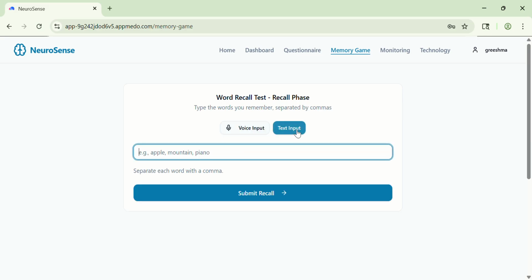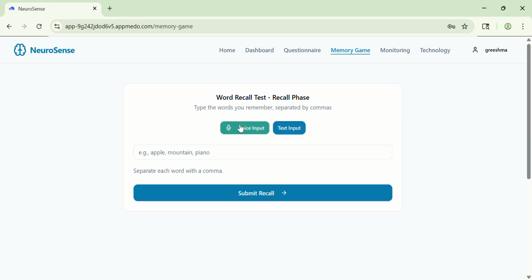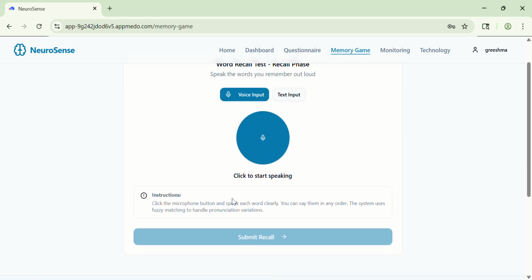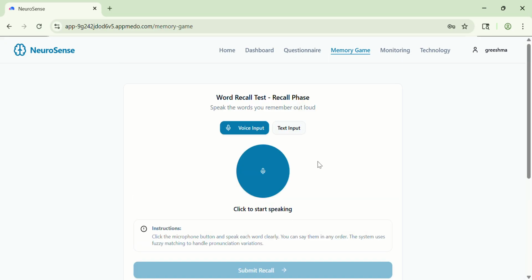If the person has difficulty in typing, he or she can use voice input. And after this we need to submit those words, and we will be forwarded to the next game, that is number sequence. And at last, we will also be given an overall score for this memory game.